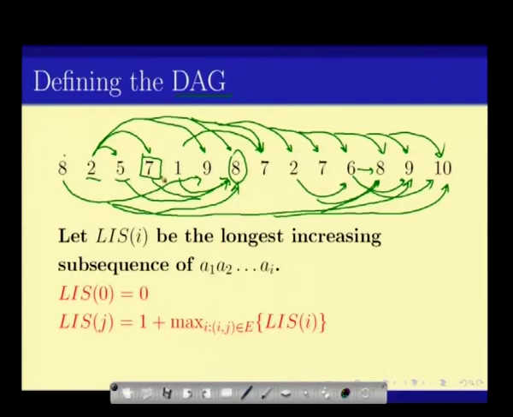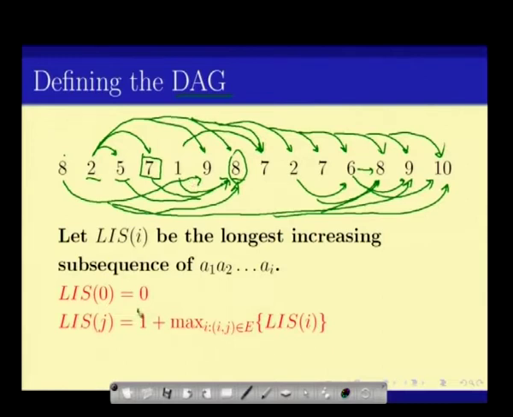Now, that means that I can now add this edge, and since there is an edge from 7 to 8, I can add this 8 into this longest increasing subsequence and get a longest increasing subsequence of length 3 plus 1, which is 4. So, 1 plus max of this set.